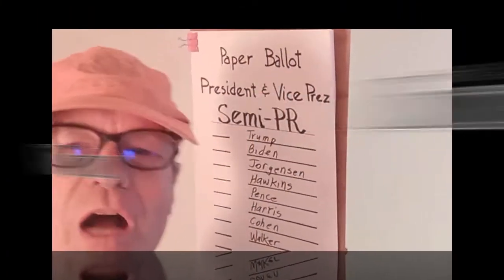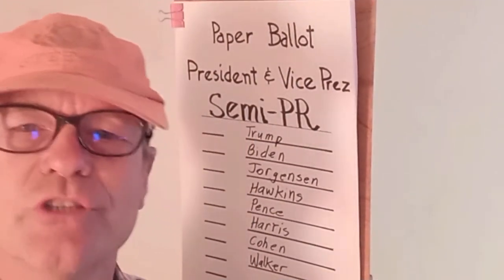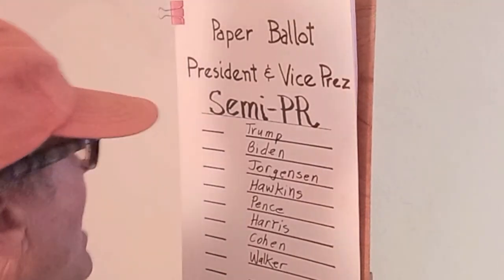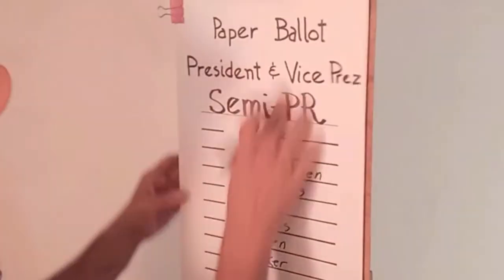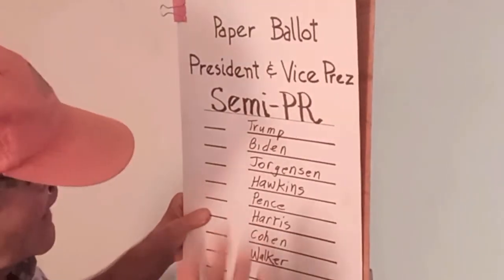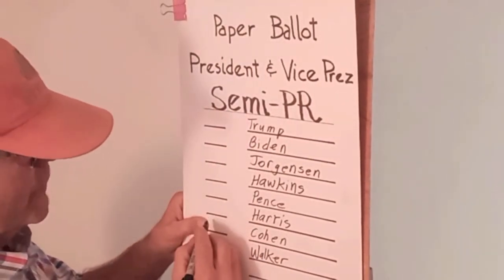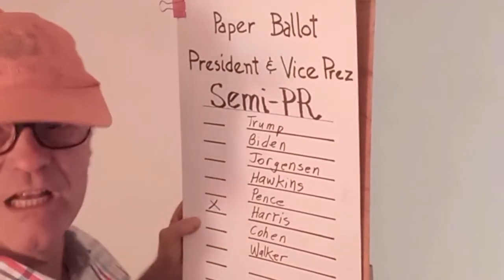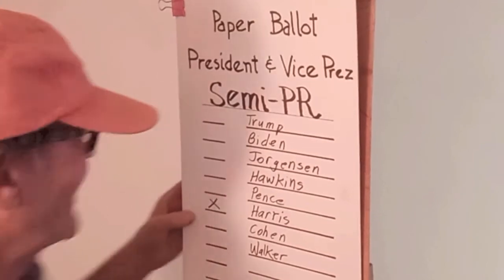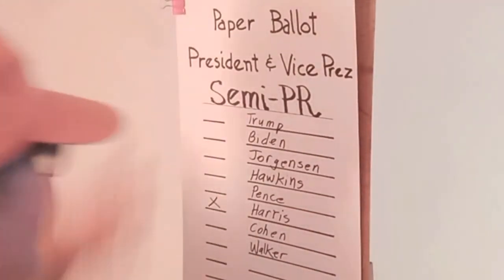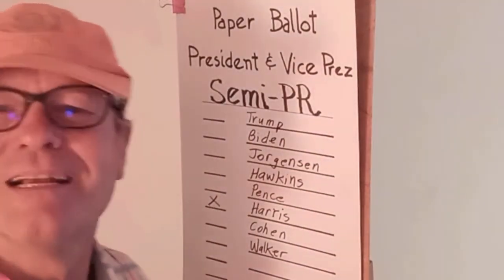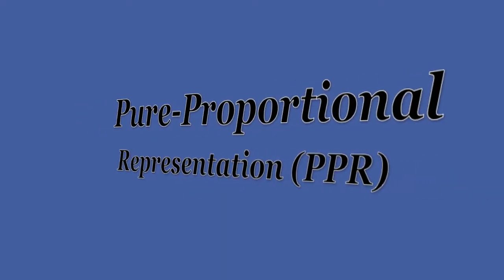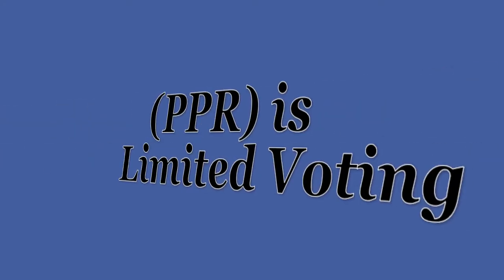This is how it's done under the U.S. Constitution, the Electoral College, but only one vote for President and Vice President. Okay, so say I voted for this one. That's only one vote. That's it. No more voting for President and Vice President. It's limited voting.